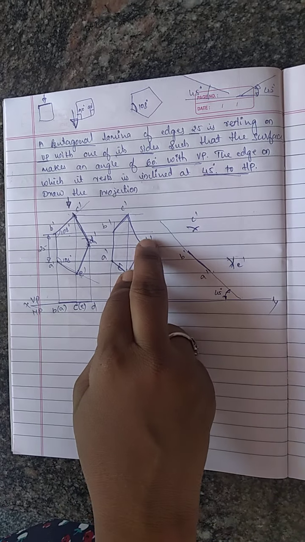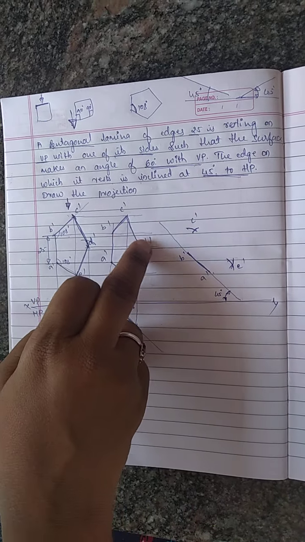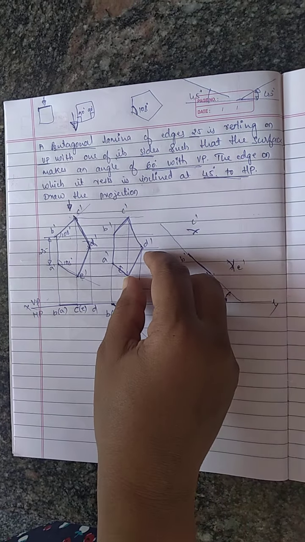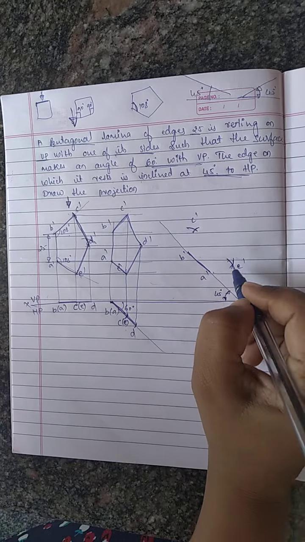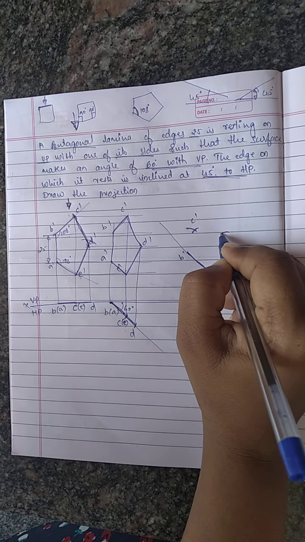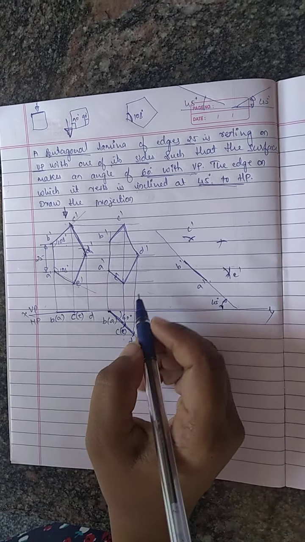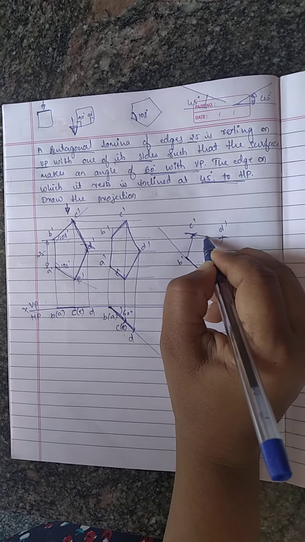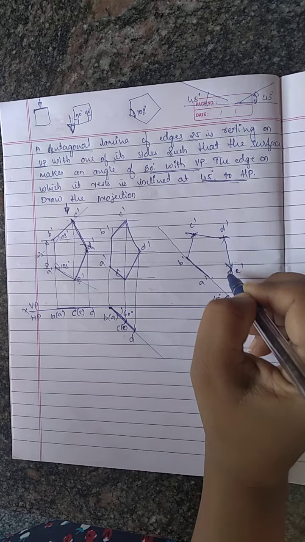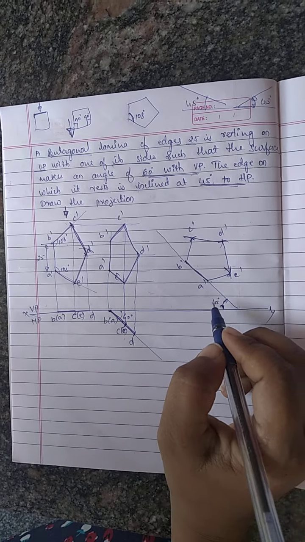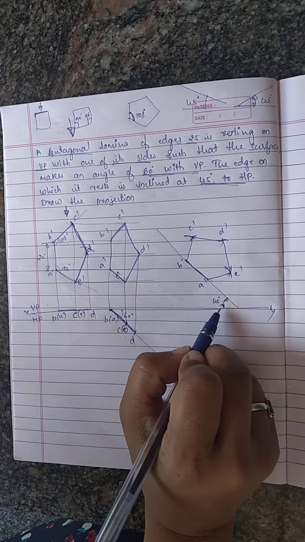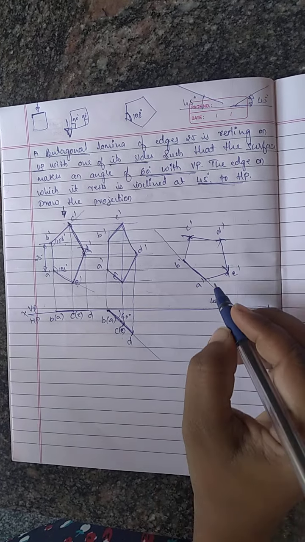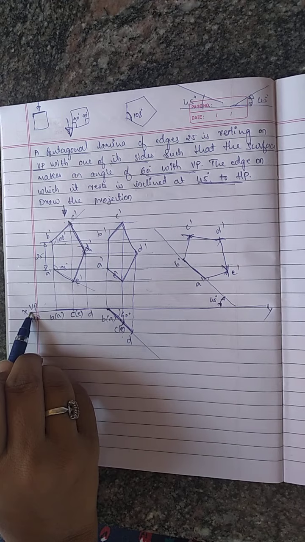Now E to D and C to D. So again these two will also be same, C to D and E to D. When you get all the points, join it. So this will be the lamina that is inclined to VP at 45 degree, where this A dash B dash is inclined to HP at 45 degree. Okay. Now this is the front view.